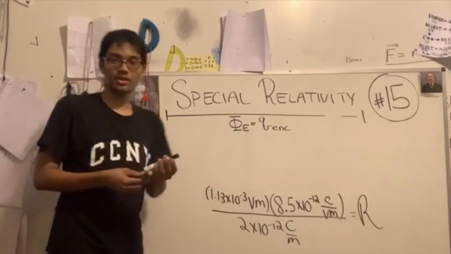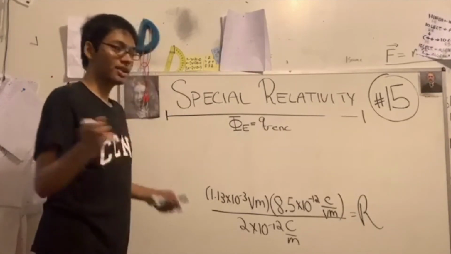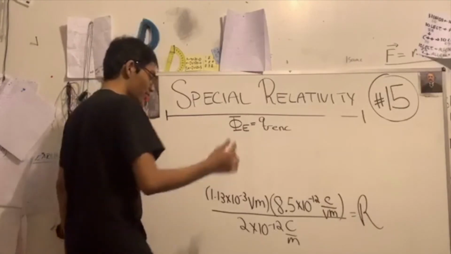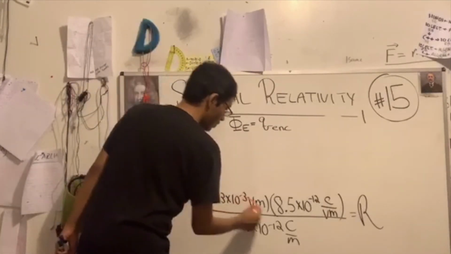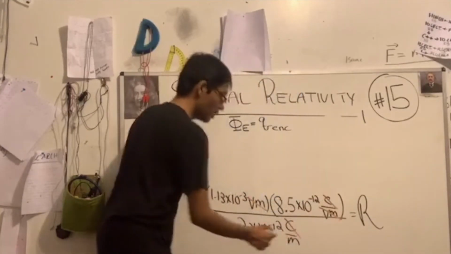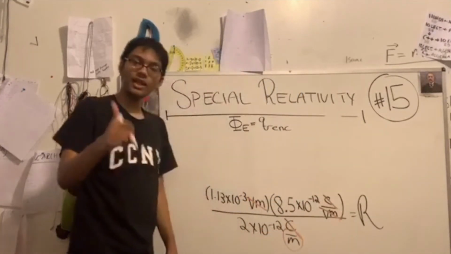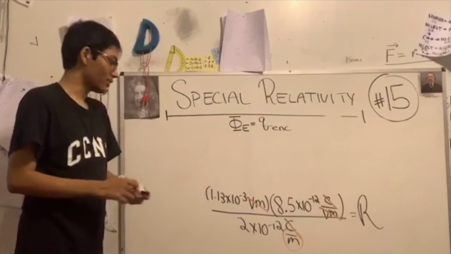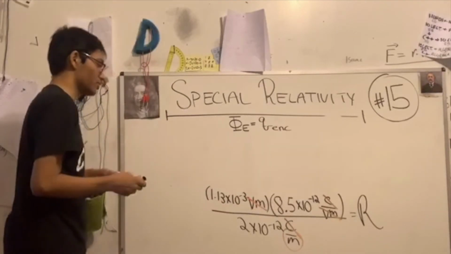First, let's do some dimensional analysis and only hope that we end up with the right units. Volt meters cancels out. Coulombs cancels out. We're left with meters, as should be. Dimensional analysis checks out. Now let's do the actual computation.